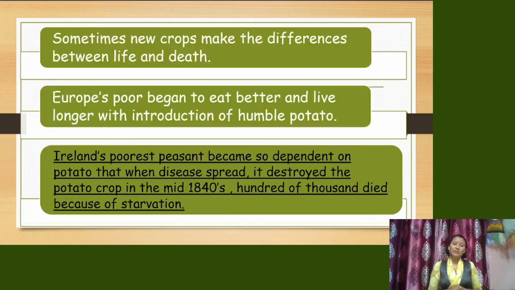As we have already discussed, when traders go to a new area, they introduce a new crop to that place. This new crop gives life to that new place. At the same time, this new crop also causes death to that new place. We will discuss two examples here, giving life and causing death.